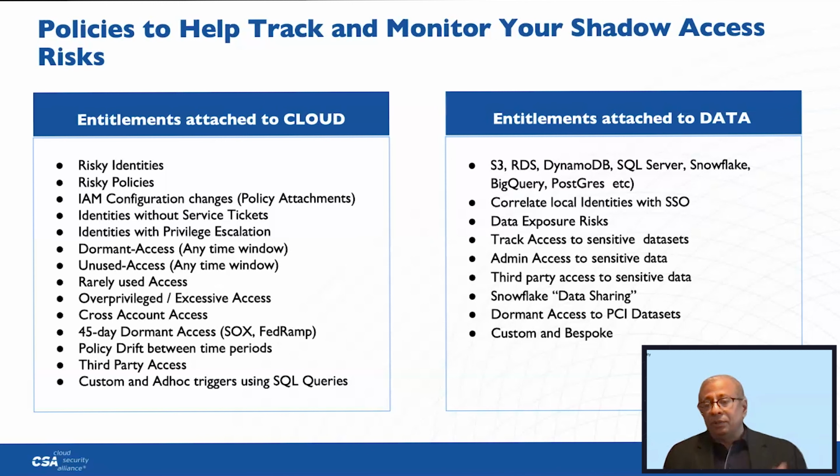The third-party access. There are new concepts like data sharing, which is exploding in the cloud, especially with platforms like Snowflake. How do you track data sharing across your cloud accounts and across your various identities and regions? Dormant access to PCI data sets. So all these are entitlements that somebody has to go track from a security perspective, from a compliance perspective, a risk and a governance perspective.